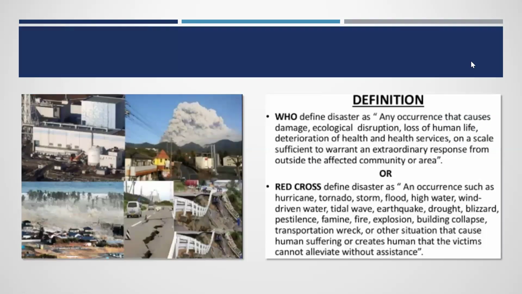WHO defines disaster as any occurrence that causes damage, ecological disruption, loss of human life, deterioration of health and health services on a scale sufficient to warrant an extraordinary response from outside the affected community or area. And the Red Cross defines disaster as an occurrence such as hurricane, tornado, storm, flood, high water, wind-driven water, tidal wave, earthquake, drought, blizzard, pestilence, famine, fire, explosion, building collapse, transportation wreck, and other situations that cause human suffering or create human needs that the victims cannot alleviate without assistance.